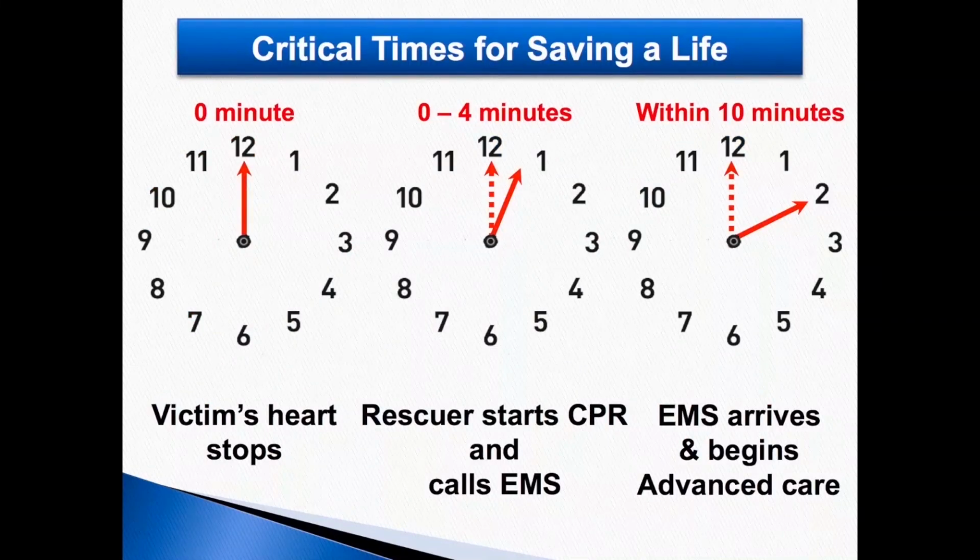Critical times for saving a life. During cardiac arrest, if the victim's heart stops, it also stops supplying oxygen to all parts of the body. And the brain has only 4 to 6 minutes tolerance of hypoxia. That's why the rescuer should start CPR and call EMS. If we fail to perform chest compressions right after the heart stops, for more than 4 to 6 minutes, the brain starts to get damaged, and this is irreversible. We can restart the heart, but the brain is damaged, so the patient will be in a comatose state. Within 10 minutes, emergency medical service arrives and begins advanced care.